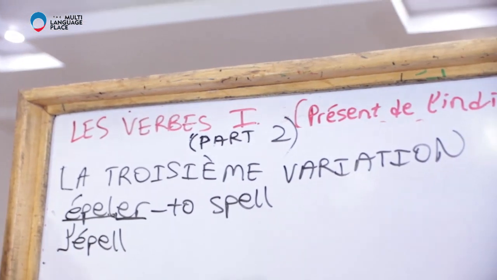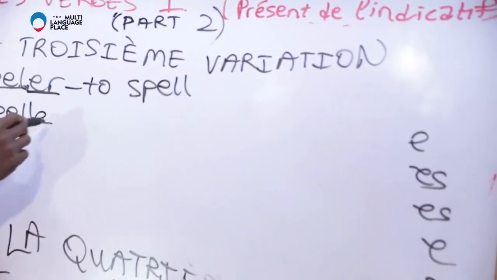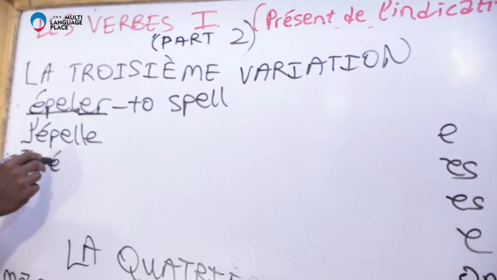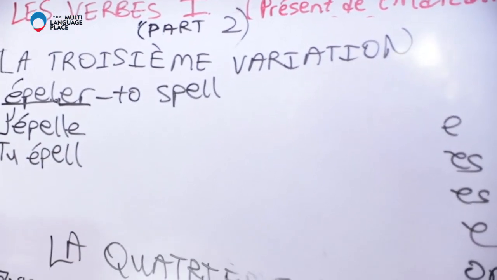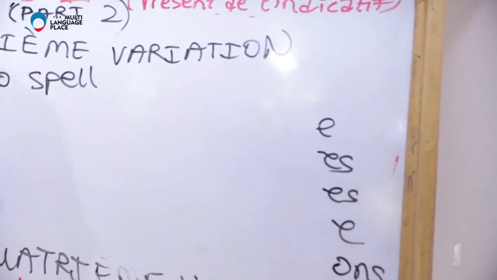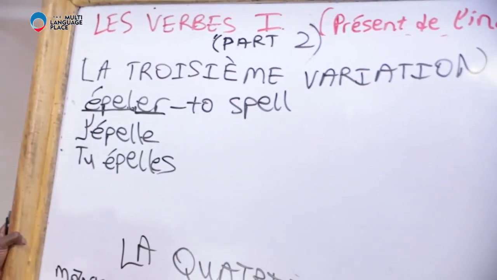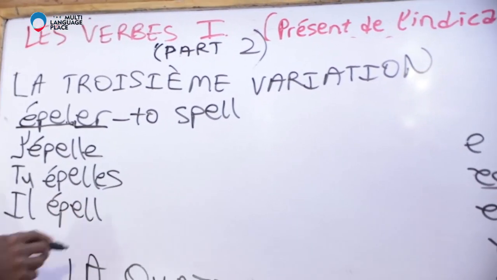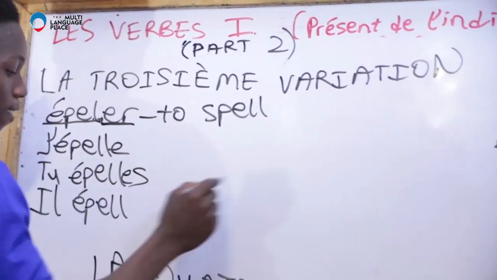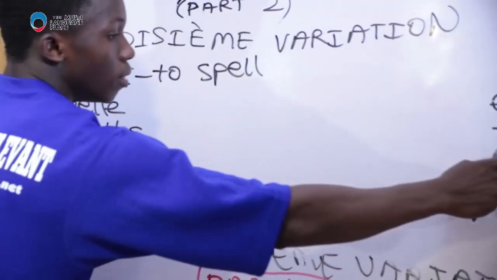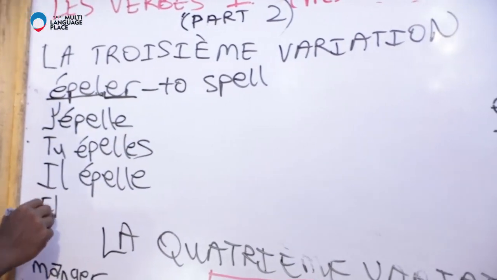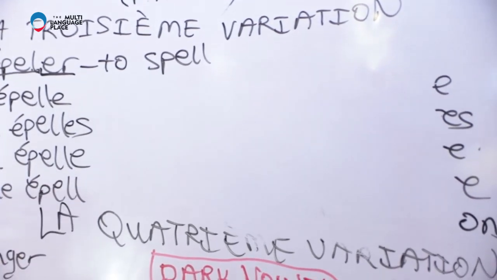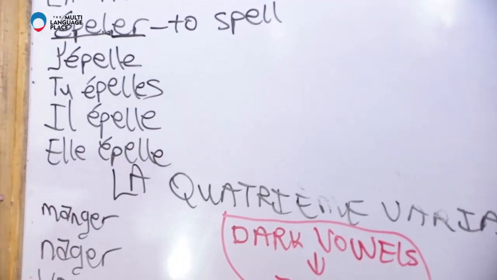J'épelle. And then you add E. For tu, you double it again. Tu épelles. And then you add ES. For il, you also double it. And then you add E. For elle, you also double it. And then you add E.